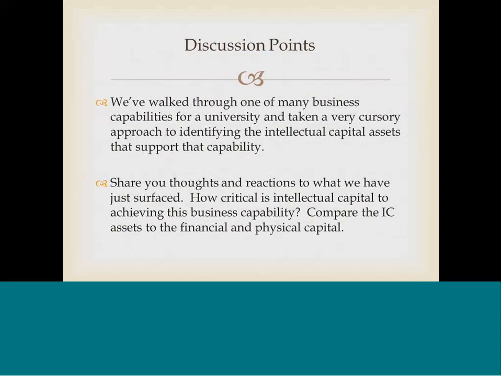Okay, so we've walked through one of many business capabilities for a university. This is just one, a sub-capability of all of those operational or core capabilities. We've taken a very cursory approach to identifying the intellectual capital assets that support that capability. What we found, I think, is that most of these are attributes of people, of groups, and of organizations. So I'd like you to just step back and share your thoughts and reactions to what we have just surfaced.